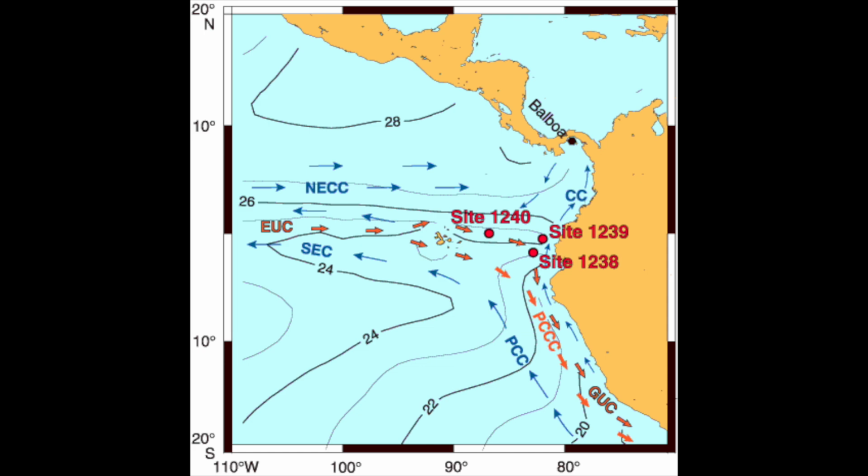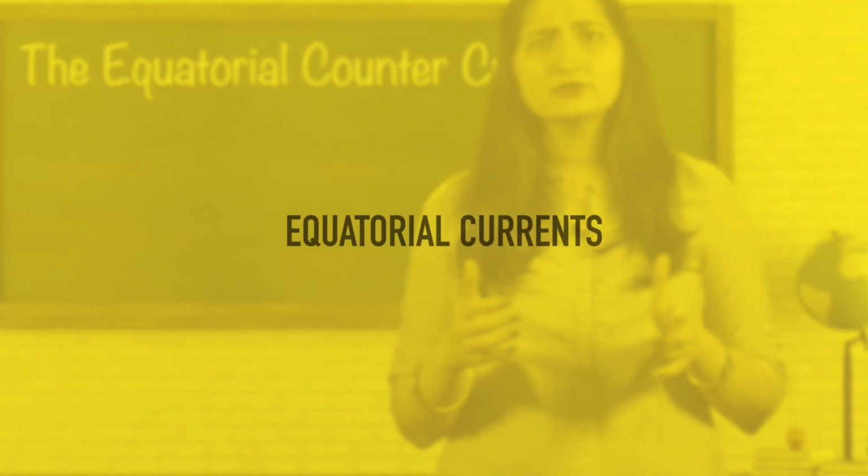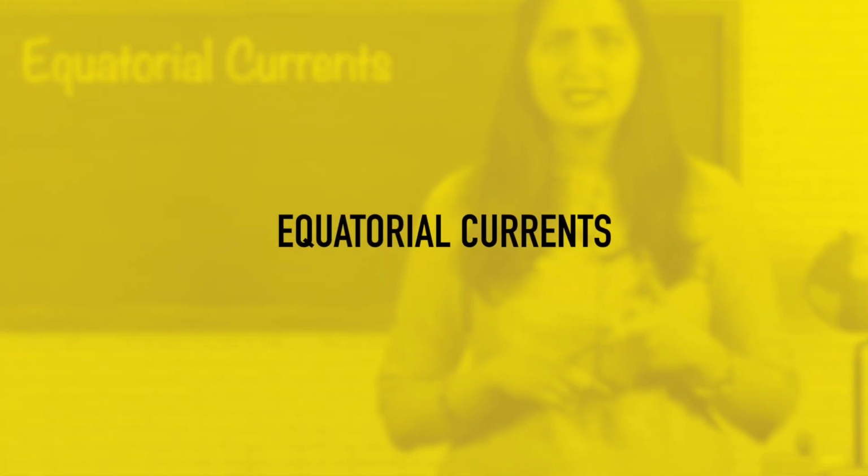In the northern winter, the counter current begins east of 24° west, whereas in the northern summer it starts east of 50° west and can be seen over the entire width of the Atlantic Ocean. The equatorial currents, which are warm in nature.